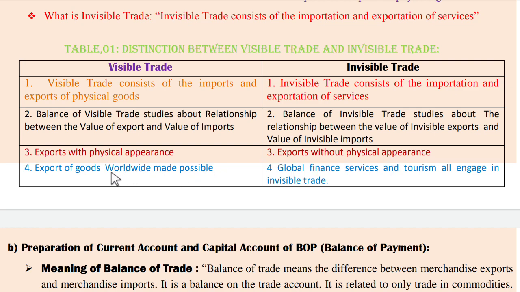The fourth difference is that export of goods is made possible worldwide. And at the side of invisible trade, global finance services and tourism all engage in invisible trade.